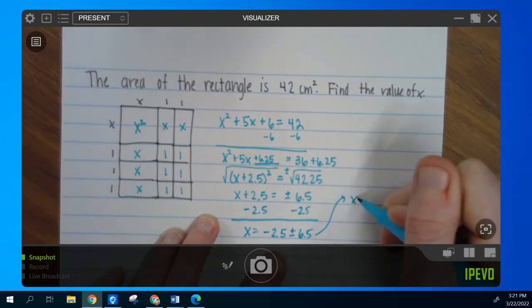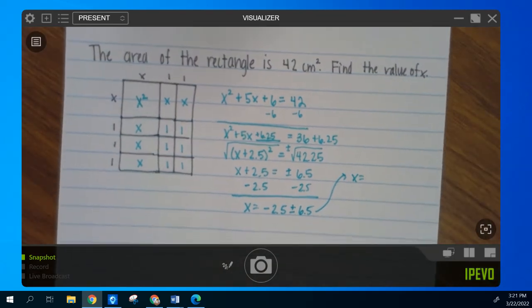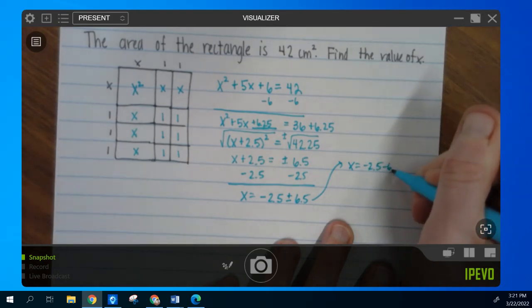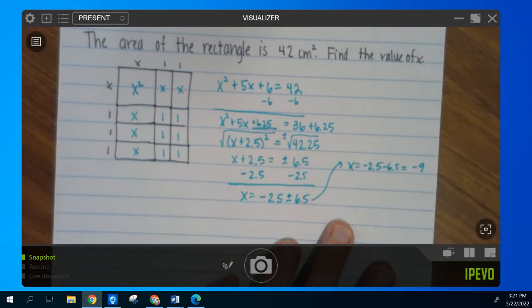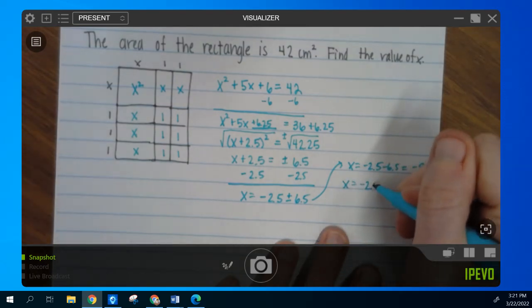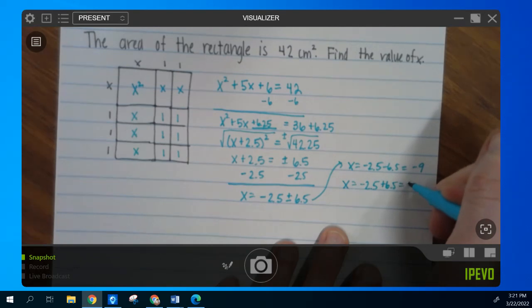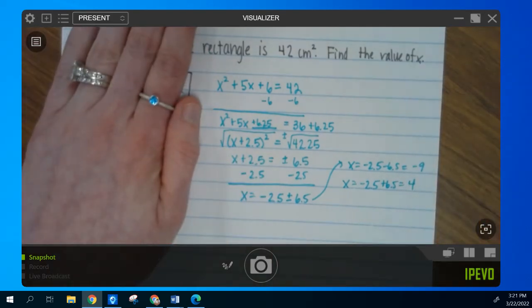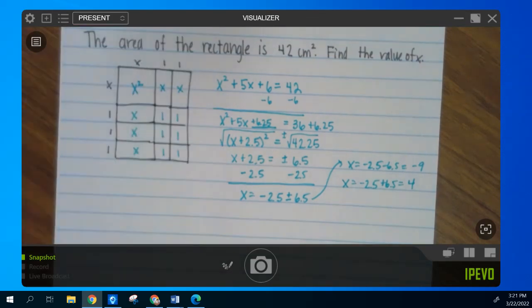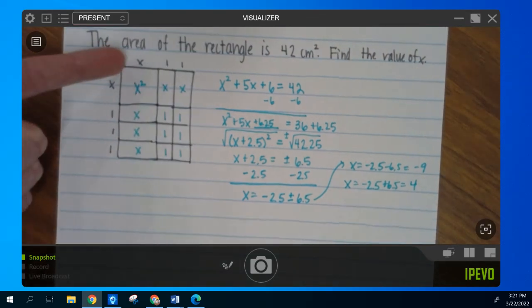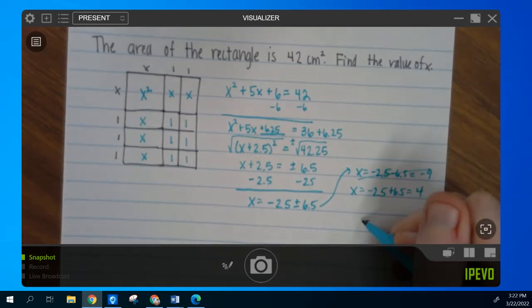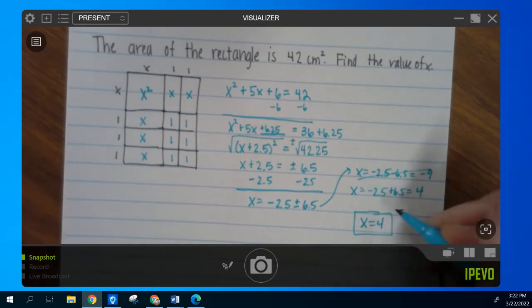Now, technically, we get two solutions to this problem, right? Technically, we say, all right, x is negative 2.5 minus 6.5, which would be negative 9. Or we would say x is equal to negative 2.5 plus 6.5, and that would equal 4. If this didn't represent an area model, we would keep both those solutions. But since this represents an area model and x is representing a side length, we can't keep the negative. So we would say that for this problem, x would have to equal 4.